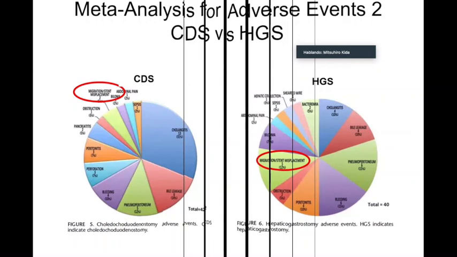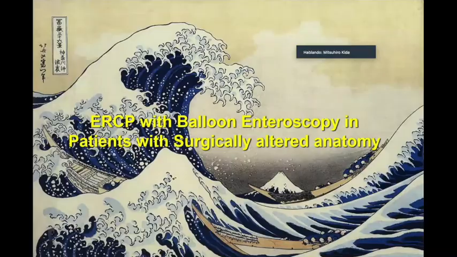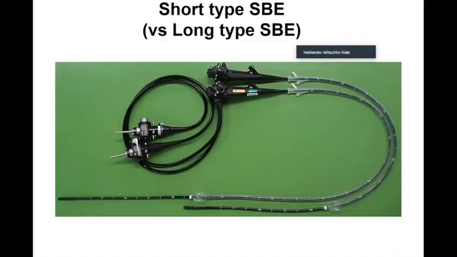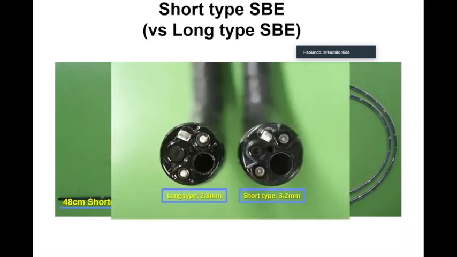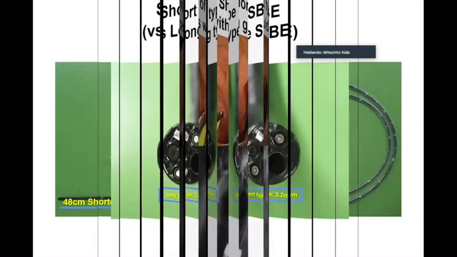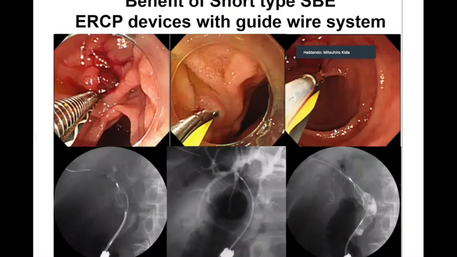There is another way to approach surgically altered anatomy cases: the short-type balloon endoscope. We use the short-type SBE. The short type is around 50 centimeters shorter than the normal SBE, and it also has a much bigger channel, 3.2 millimeters compared with 2.8 millimeters in the long type. Because of the big channel, we can introduce guidewire systems: guidewire basket, guidewire IDUS, guidewire EML, and so on.